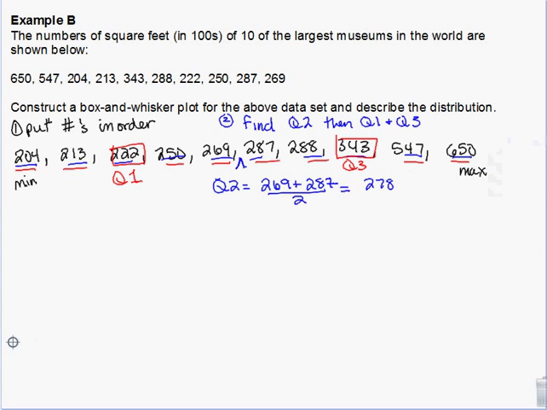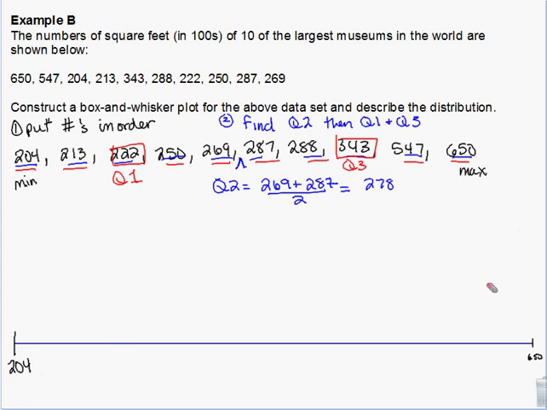Do you have to stick every single number on the number line? No, you don't. But you want things to be relatively spaced out. So if this is 200 and this is 650, I need to space this pretty accurately. So what I do is I go ahead and I make a line, and I call this my minimum, 204. And I'm going to call this my maximum, 650. Or you can actually draw out a number line and have everything evenly spaced.